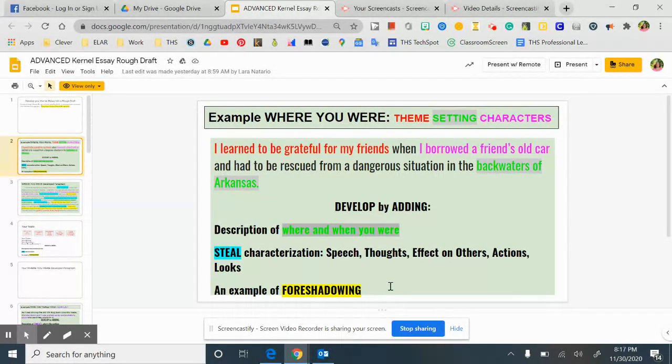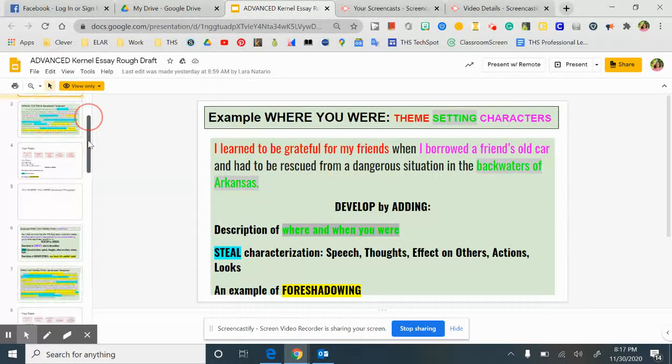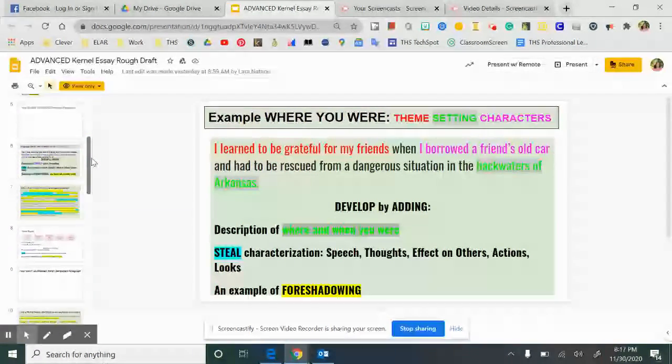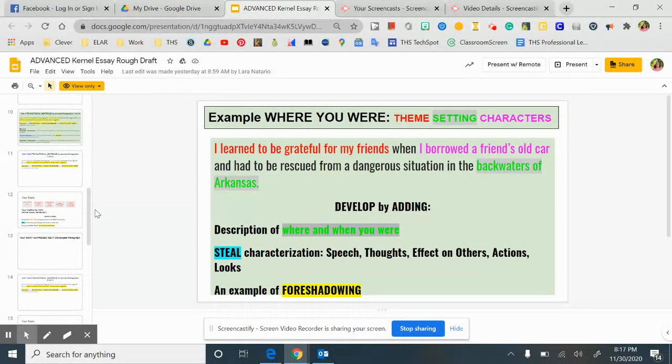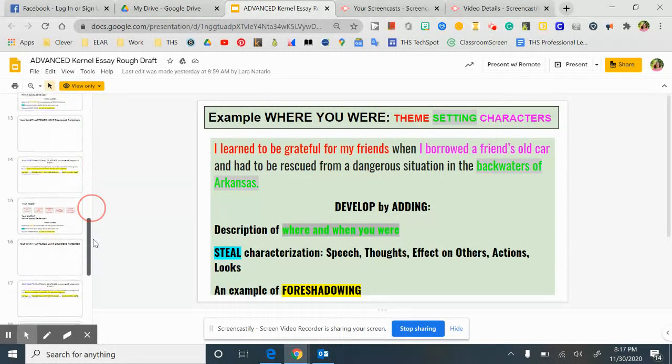Okay, we want you to also highlight and color code so that you can keep yourself accountable on what did I add. Is this piece actually characterization? Is this actually sensory details? And if not, you can go back and refine that, okay? This is what we're doing today in class.